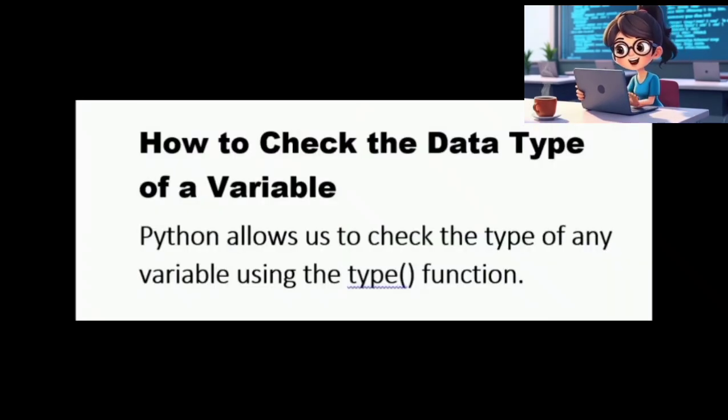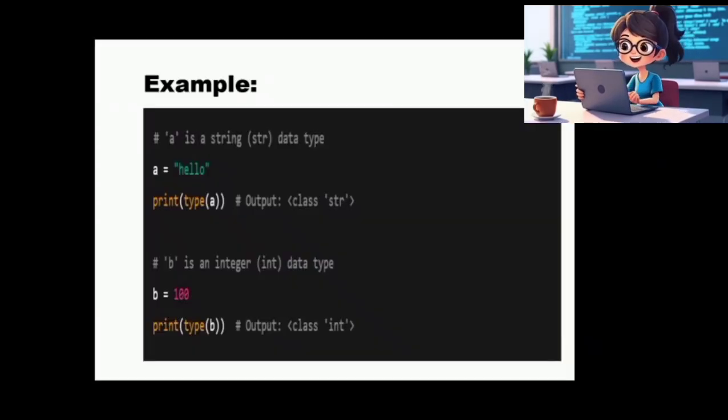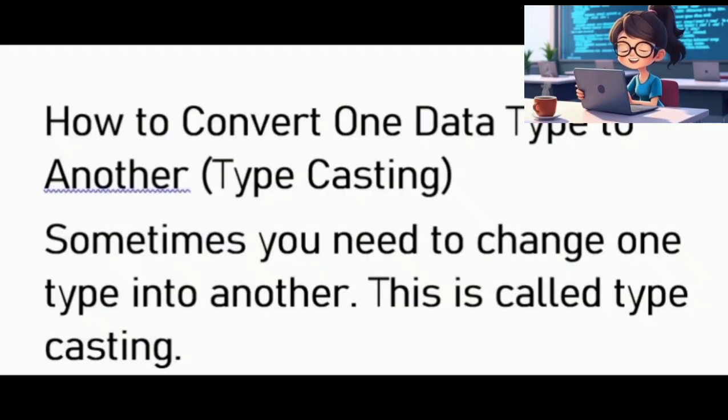How to check the data type of a variable. Python allows us to check the type of any variable using the type function. Example: a equals hello, print type a. Output: str. b equals 100, print type b. Output: int.